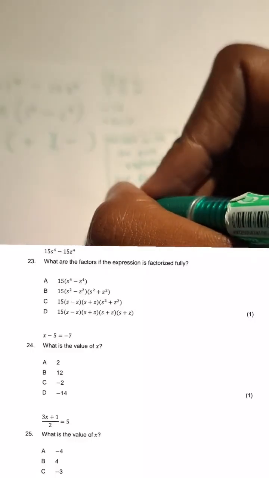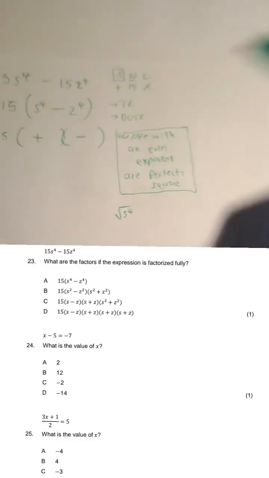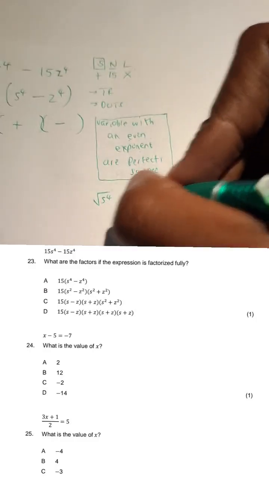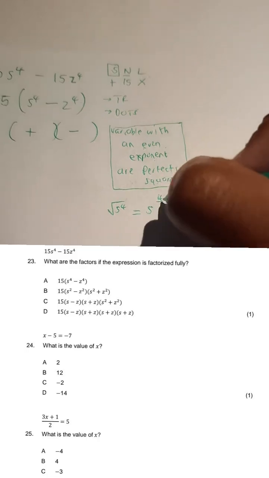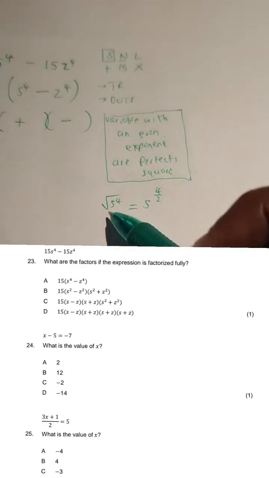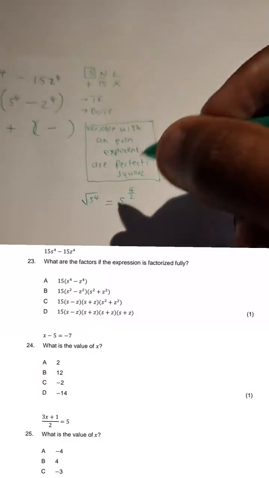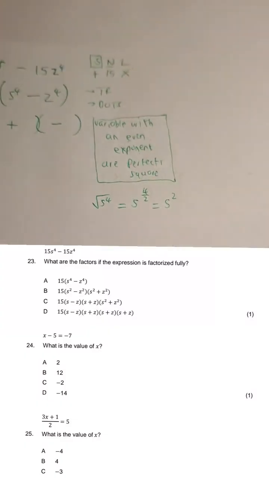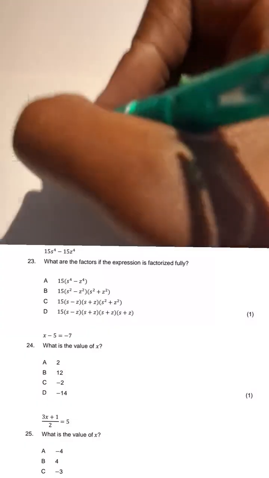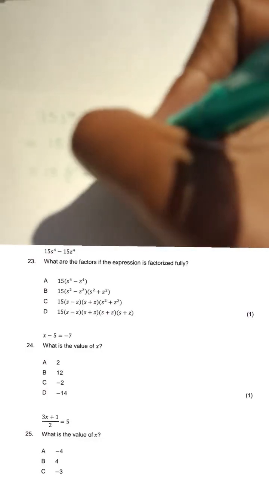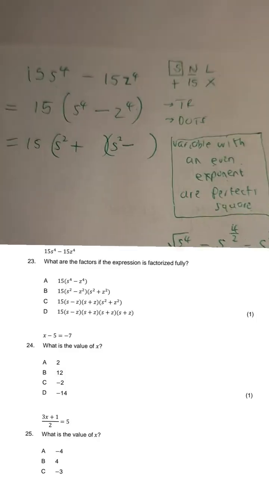Then you can say, what is the square root of s to the power 4? Remember, the square root of s to the power 4 is the same thing as saying s to the power 4 divided by 2. When you remove the square root, that gives you s to the power 2. So that means I can write s to the power 2 here and s to the power 2 there.